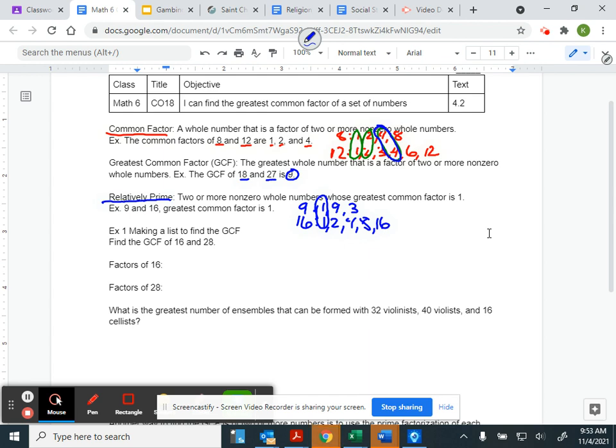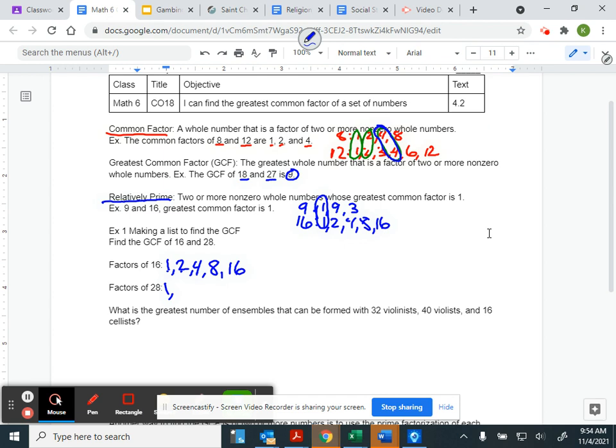So, making a list to find the greatest common factor. Find the greatest common factor of 16 and 28. We're going to make that list like I was making up here. We want to put our numbers in order. So if we look at 16, we know a 1 can go into it. We know a 2 can go into it. 3 cannot. 4 can. 5 cannot. 6 cannot. 7 cannot. 8 can. No 9, no 10. So we know that 4 times 4 is 16, 8 times 2 is 16, 1 times 16 is 16. So now we look at 28.